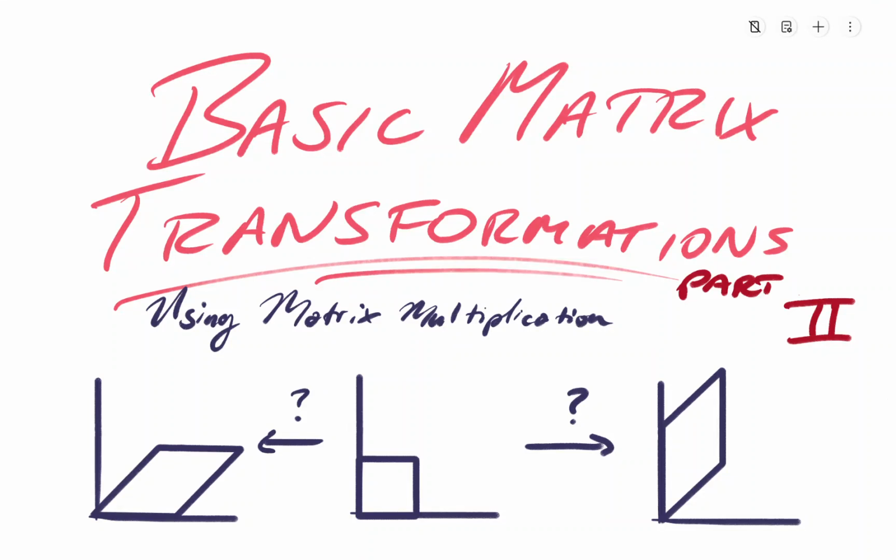Hi everybody. We're going to hop back into part 2 of our breakdown of basic matrix transformations. Sorry, not going to lie, I accidentally hit stop recording instead of pause recording when I was recording part 1. So we're going to continue on to part 2 right now.